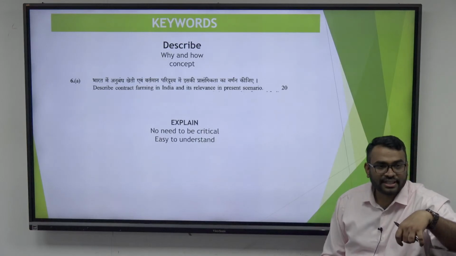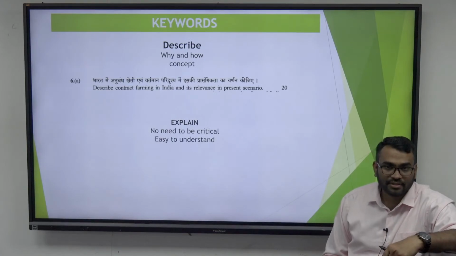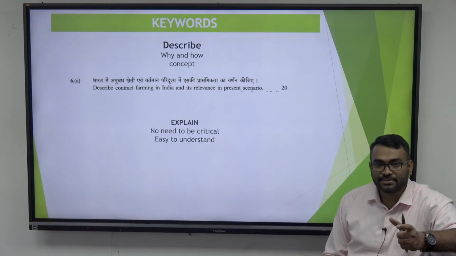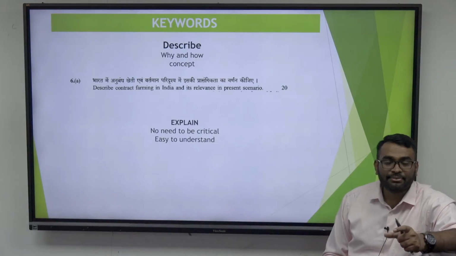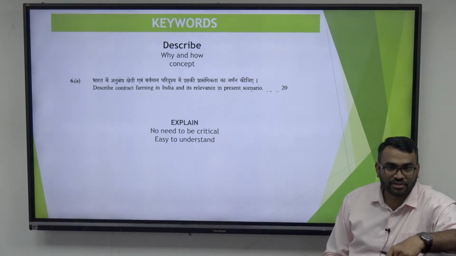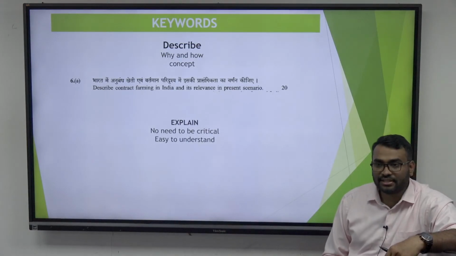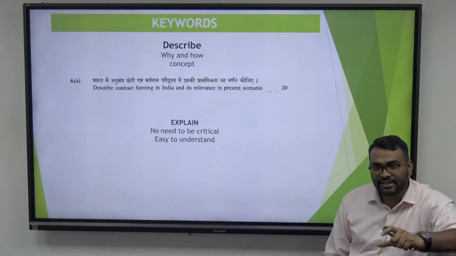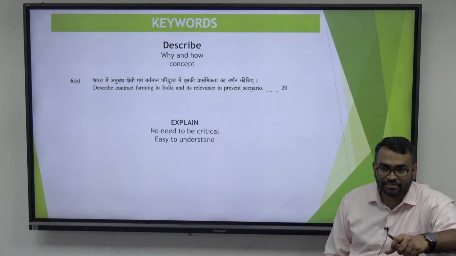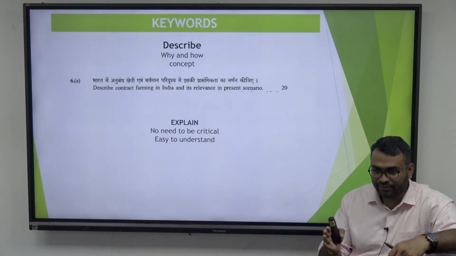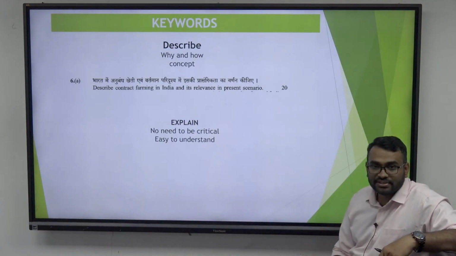When the question is asking you to explain, there is no need for you to do critical evaluation. Critical evaluation means you have to highlight both aspects, like the positive and negative, or limitations and advantages. That part you have to focus on if critical evaluation is asked. If it is just about explanation, make sure that the entire answer is in a simplistic way. Technical terminologies would be there, but essentially it should not be very difficult for anyone to understand. Even if a lay person is reading your answer, he should be able to understand it. That is the meaning of explanation.